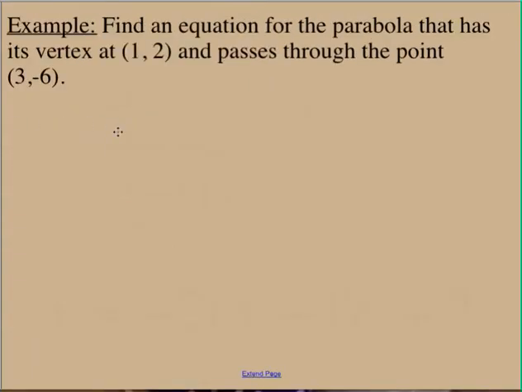Your first example, and it's not a word problem, but it's going to apply when we do come to word problems in class. It says to find an equation for the parabola that has its vertex at 1, 2 and passes through the point 3, negative 6. So the vertex 1, 2 goes in for h and k. My 3, negative 6 goes in for x and y, and so then we have to solve for our stretch factor.